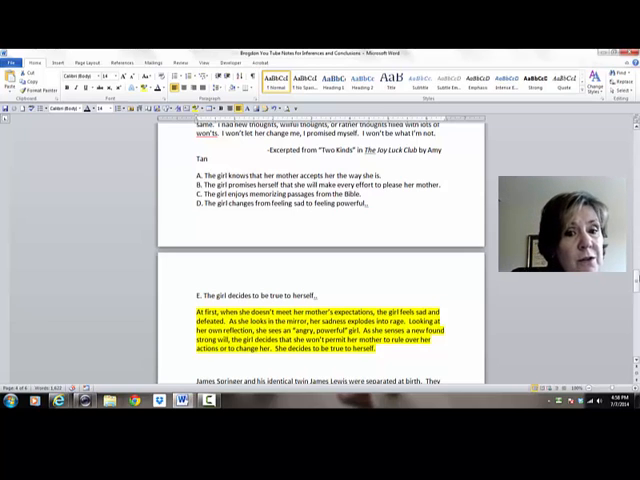Well, at first, when she doesn't meet her mother's expectations, the girl feels sad and defeated. But as she looks in the mirror, her sadness explodes into rage. Looking at her own reflection, she sees an angry, powerful girl. As she senses a newfound strong will, the girl decides that she won't permit her mother to rule over her actions or to change her. She decides to be true to herself.